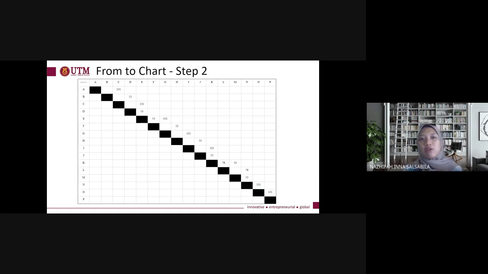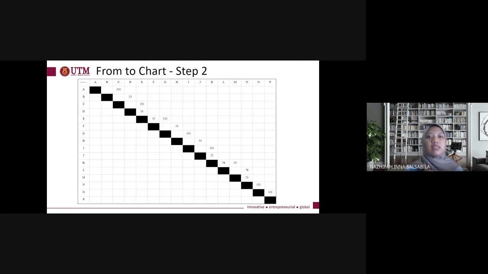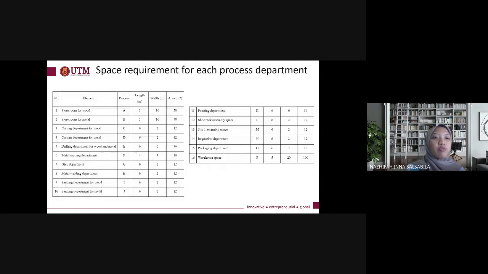So earlier we saw that from A to C there are 78 plus 53. Here we total them up and it becomes 131. And then these numbers from the chart will later be used for the next method to improve the layout. So, next slide. This is the space requirement for each department.